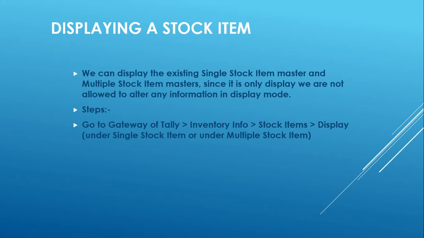Once the stock item is created, the information about the stock item can be displayed. To display a stock item, go to Gateway of Tally, Inventory Info, select Stock Items, select Display under Single or under Multiple Stock Item option.